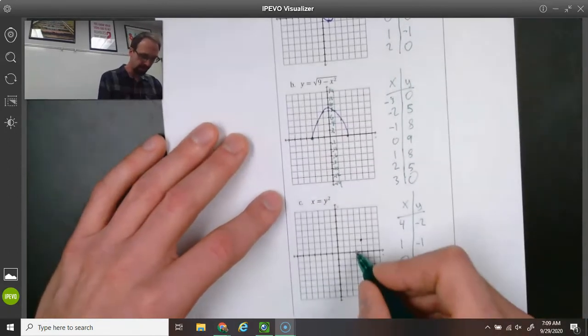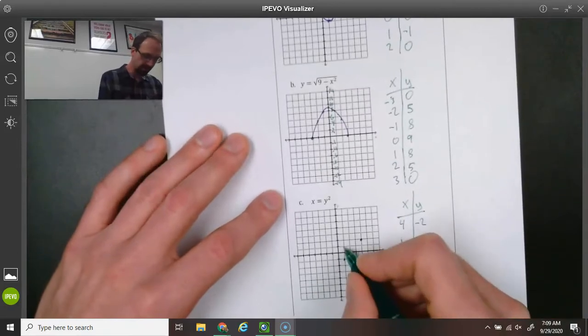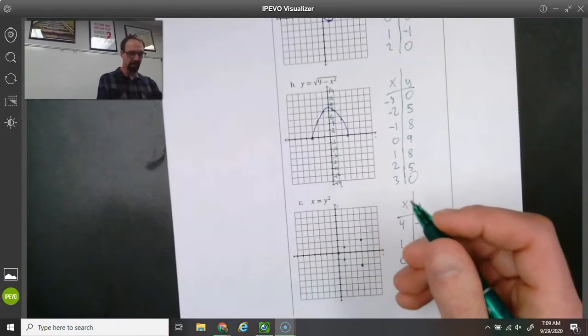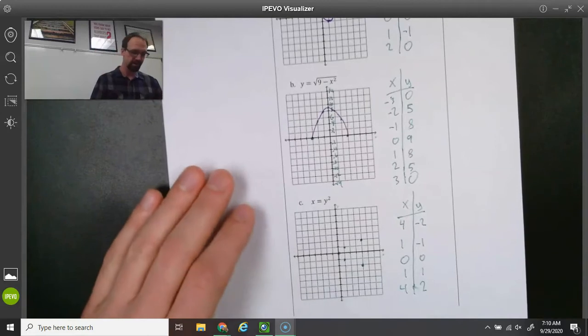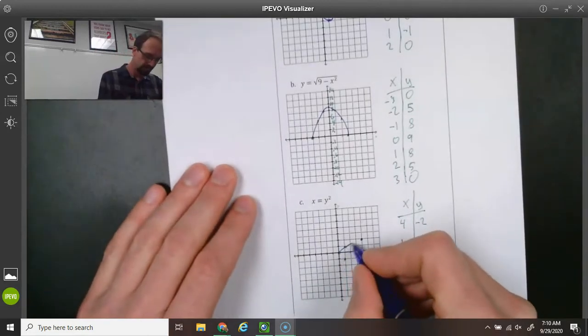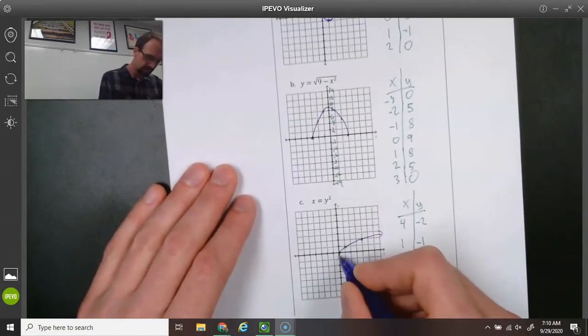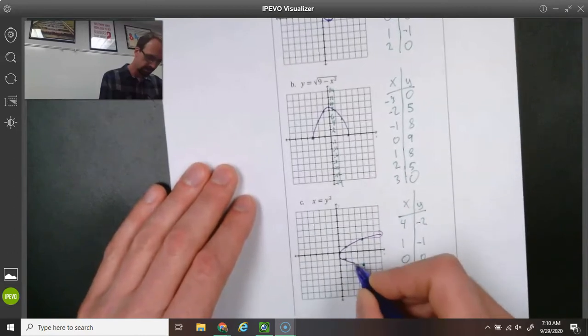So again, we're getting a kind of a sideways parabola, similar to what we would have vertically up and down, that U shape, or upside down U shape. This is instead opening to the right. And then this as well.